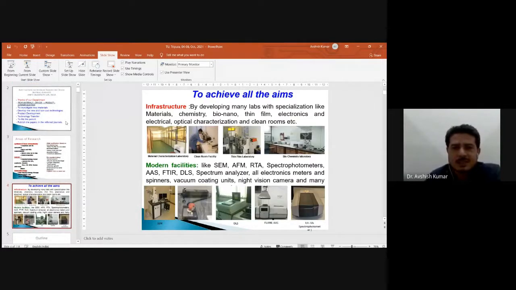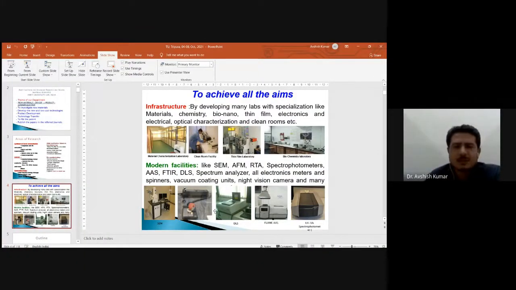These are the sub facilities which we have here in the department. I could not list some of them here. This is the materials characterization laboratory. This is the clean room facility. This is the thin film laboratory. This is the biochemistry lab. We have an SEM here in the department, and also DLS, FLAM, UV visible, FTIR. Many instruments we have here. Even in the university, instruments such as XRD and cyclic voltammetry are also available in other departments. But these are the facilities which we have in our department here.